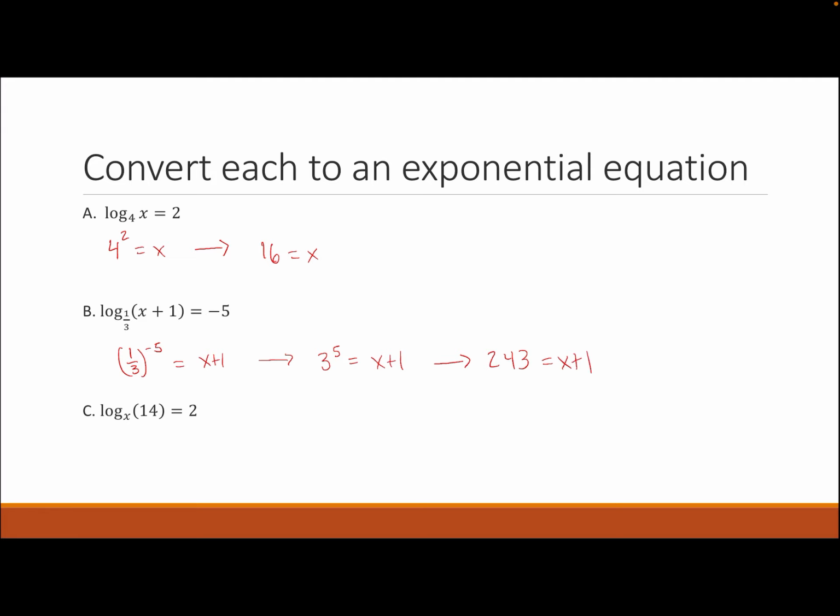For letter C, we get x squared equals 14. And then to solve this equation, don't be fooled. You would just take the square root of both sides. You would get x equals plus and minus the square root of 14. So when the base for a logarithm is just x, we're going to get a polynomial that we already know how to solve.